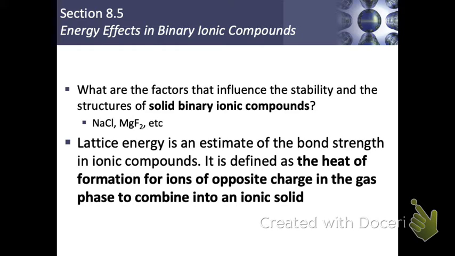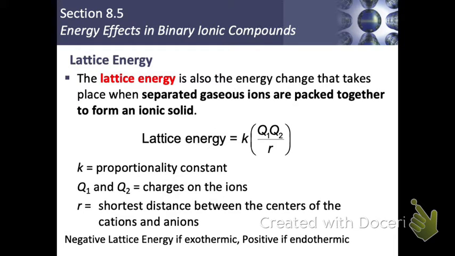We looked at heat of formation for whole reactions, and we took those values from the table in the book. Now we're finding out how that number is calculated. Lattice energy is the energy it takes when separated gaseous ions are packed together to form an ionic solid. Something you probably didn't know ahead of time is that these compounds tend to form out of other states of matter, not always solid. Here, gaseous ions are packed together to form an ionic solid.